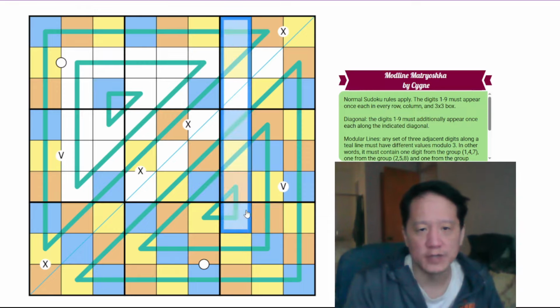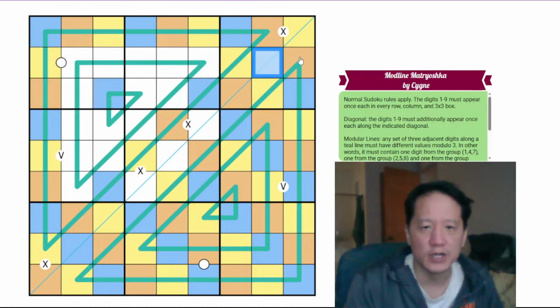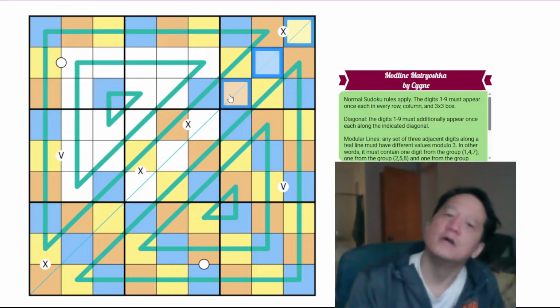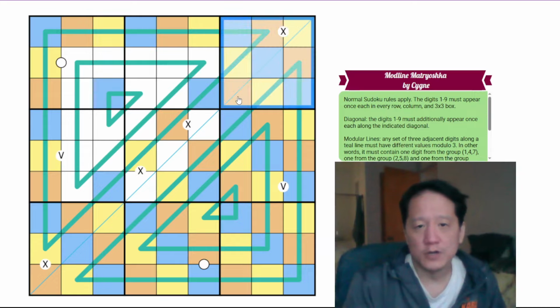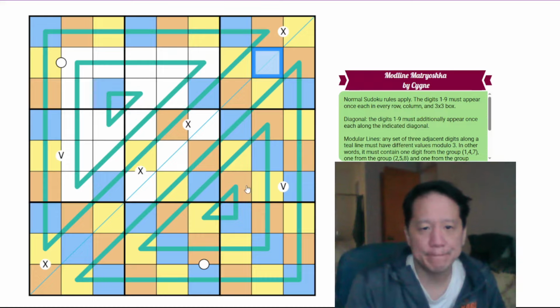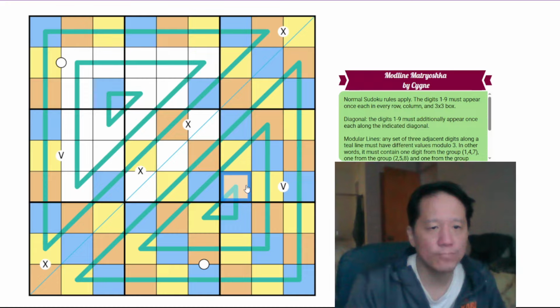So in column 7, we have 3 blues and 3 yellows, so that makes us orange. And we're missing a blue again in this upper right-hand box. So let's see.